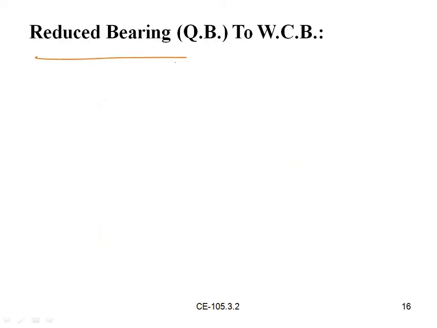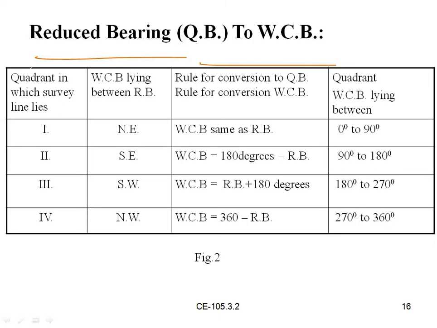So in reduced bearing, quadrantal bearing to whole circle bearing, let us see the conversions. This is also the same. This shows the quadrant in which the survey line lies, the whole circle bearing lying between 0 to 90 degrees, 90 to 180 degrees, 180 to 270 degrees, and 270 to 360 degrees, and the rule of conversion. We have to follow these rules compulsorily in compass survey calculation.